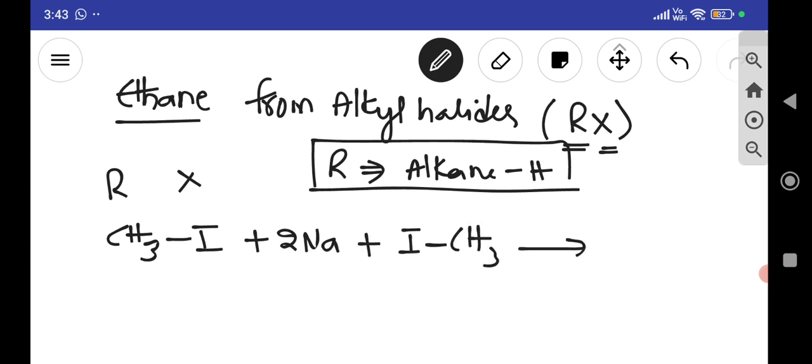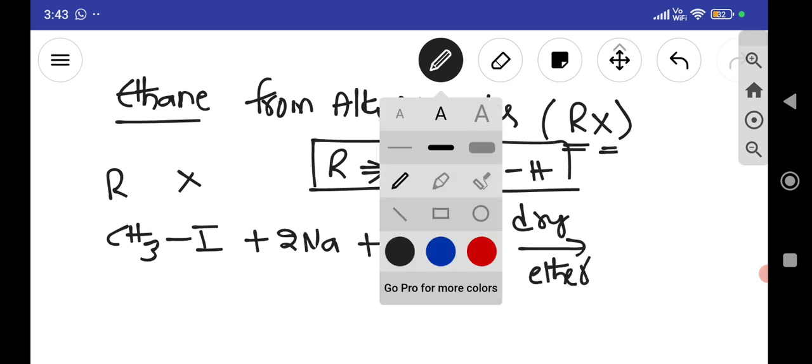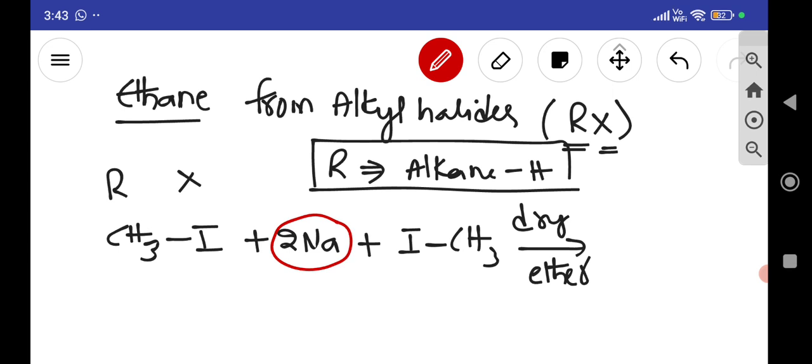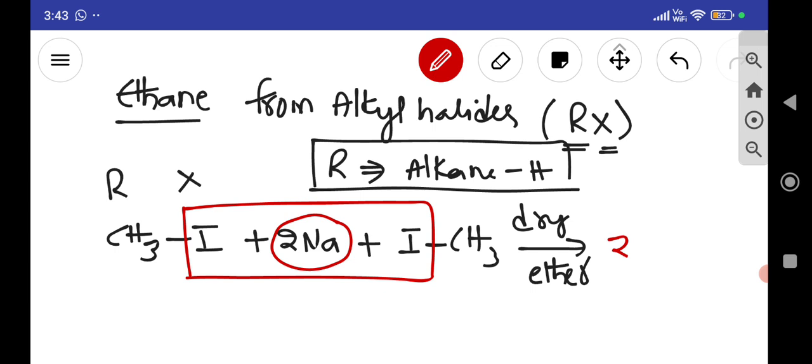This is done in the presence of a dry ether solvent. Why are you taking dry ether here? Because sodium is highly reactive with moisture or water and liberates hydrogen, which is flammable. So to avoid that reaction, you use dry ether. Now here 2NaI, sodium iodide, is removed, then what is left out? CH3 and CH3, so nothing but ethane.